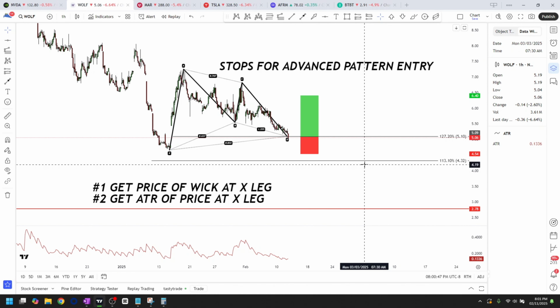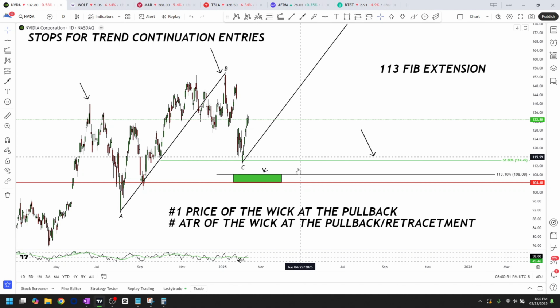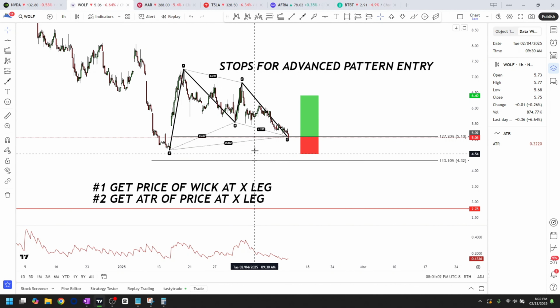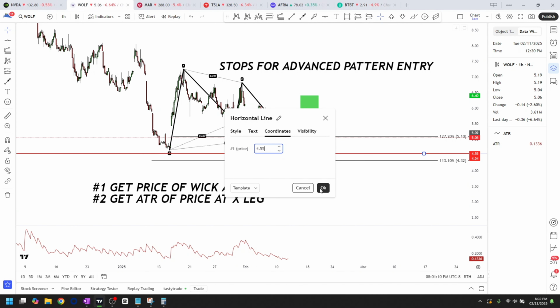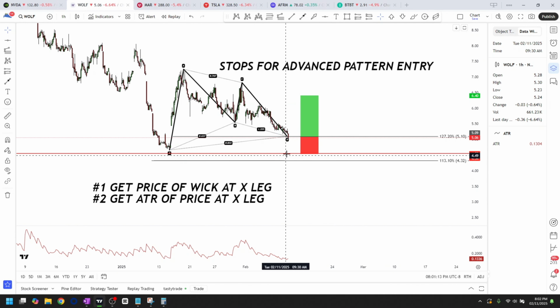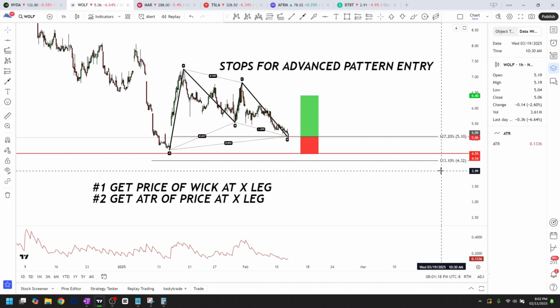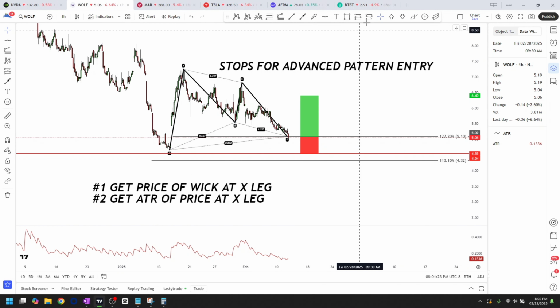You see how the 113 was too tight on the trend continuation example. The 113 was a little tighter, and the ATR-based stop offers more room. On this example here, the 113 is way more than our 455 we had here using ATR. So in this case, the trader might want to take the 113 on this one. It's going to give it more room, but this pattern already has a lot of room.